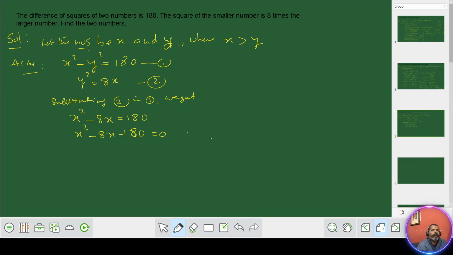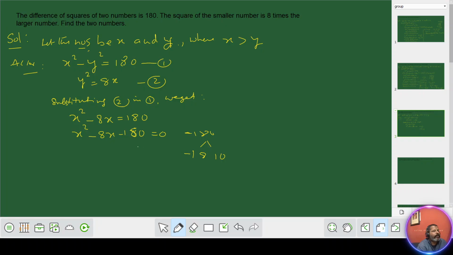What is the factor for 180? 6 3s are 18, leaving 0. But 6 30 will not make plus 8, right? So 10 8s are 80, will not get. Sorry, 10 18s are 180, right? So difference will come 8. So we write 18 and 10.